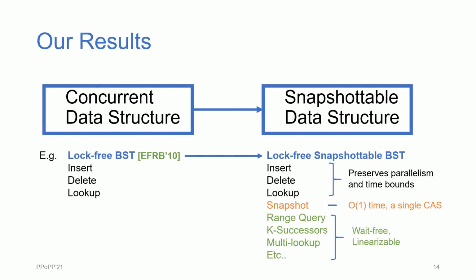Going back to the results slide, we've now seen how to make concurrent data structures snapshotable using version CAS objects. We also looked at how to compute multi-point queries from snapshots in a wait-free manner. Since version CAS objects support vread and vcas in constant time, this means that we preserve the time bounds of the original data structure operations, along with any parallelism that it comes with. And finally, we've shown that take snapshot can be implemented in constant time with just a single compare and swap. In the next part of this talk, I'll look at how to optimize our technique to make it significantly faster in practice.